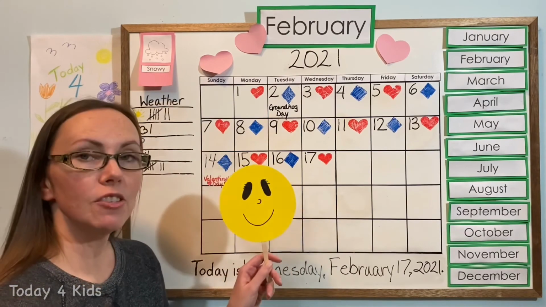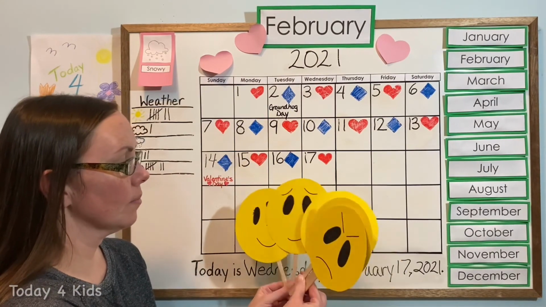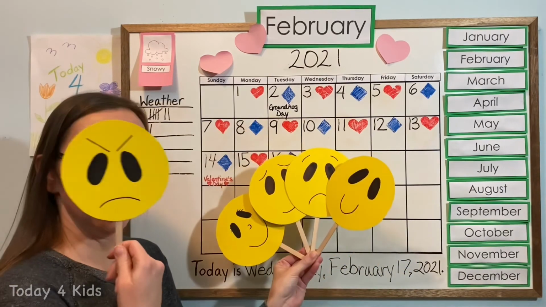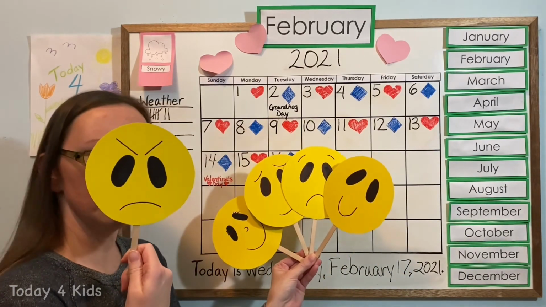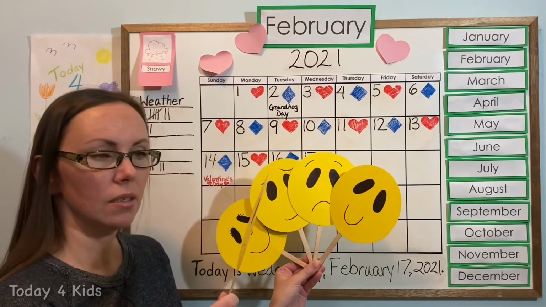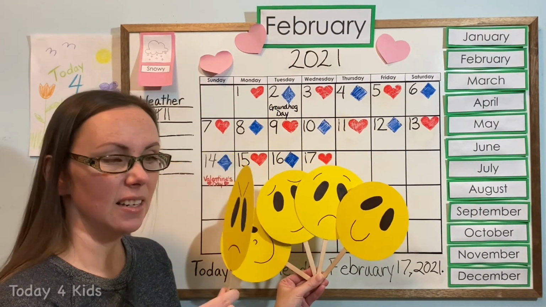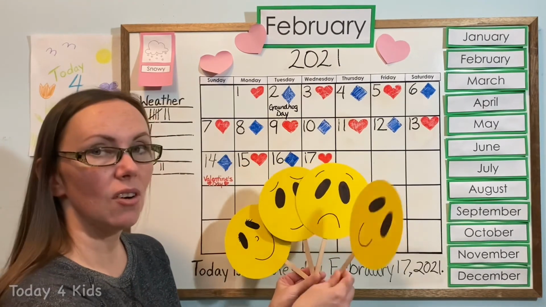So yesterday I was pretty happy. And let's see what other emotions we have. So we have angry, disgruntled, miserable, grouchy. There's lots of words that we can use to describe that face. Are you feeling like that today? It's okay if you are. It's okay to have all of these emotions.